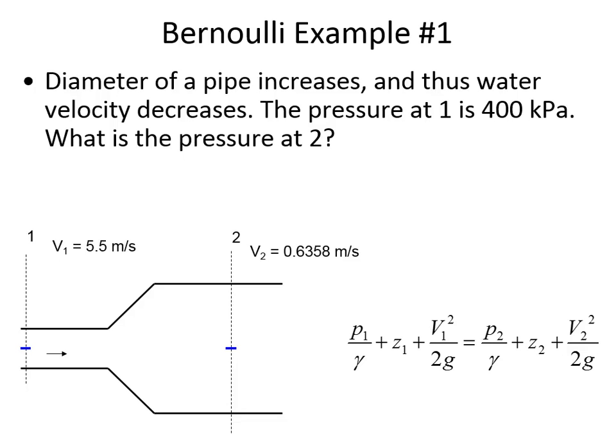Because that extra energy's got to go somewhere. It's going to go into the pressure. There was some energy in the fact that it was moving so fast. It had kinetic energy. And now it's moving slow. That kinetic energy had to go somewhere, and it goes into the pressure.